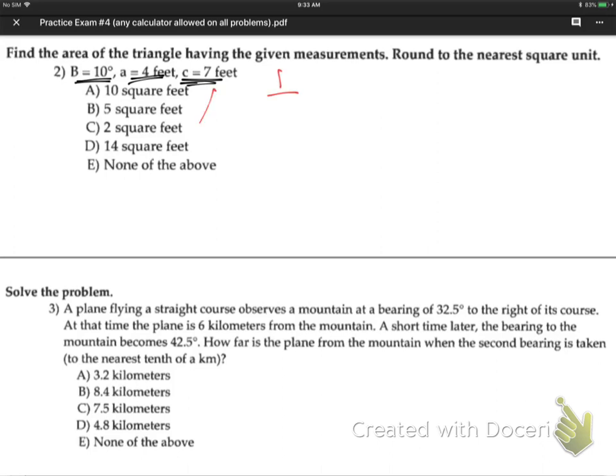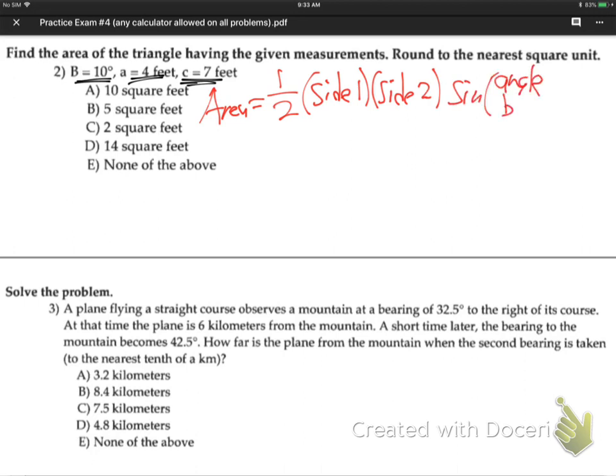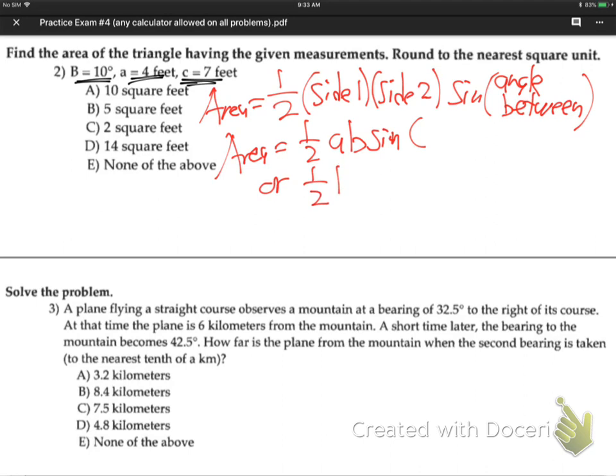So you just go, the area equals 1/2 times side 1 times side 2 times the sine of the angle between them. Angle between, right? And there are 3 ways you can write that out. It's 1/2 AB sine C, or 1/2 BC sine A, or 1/2 AC sine B. They're all saying the same thing.